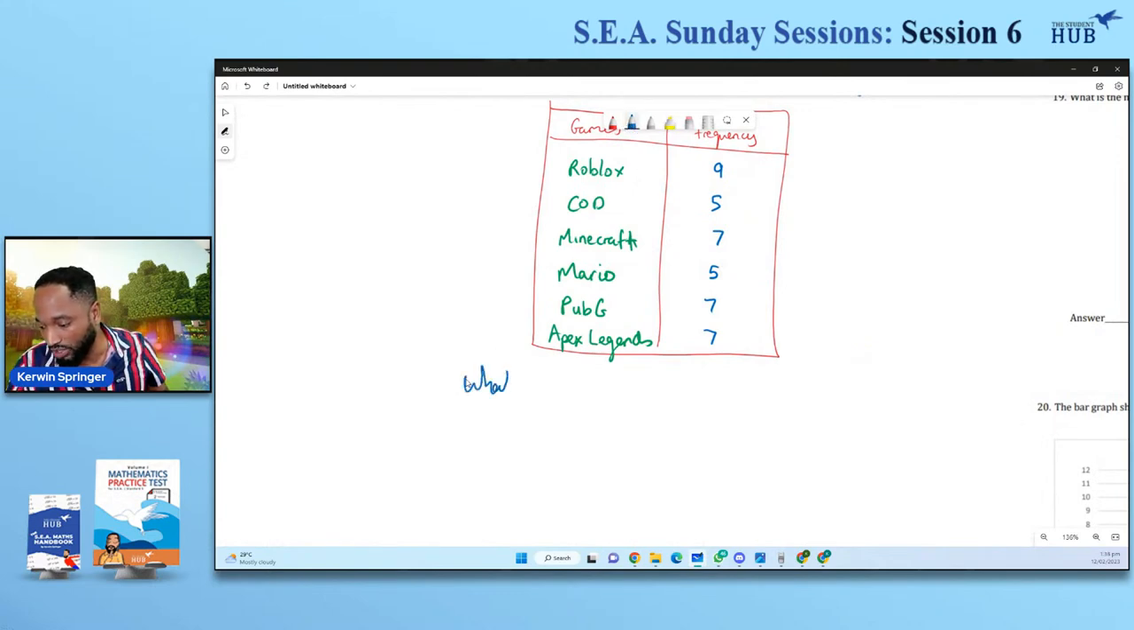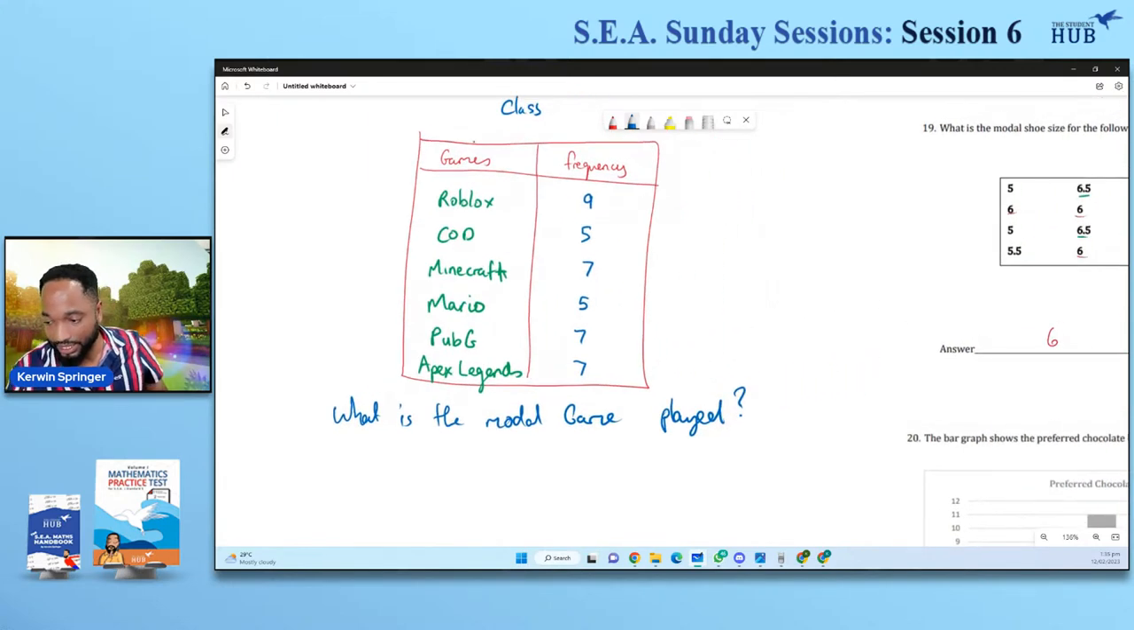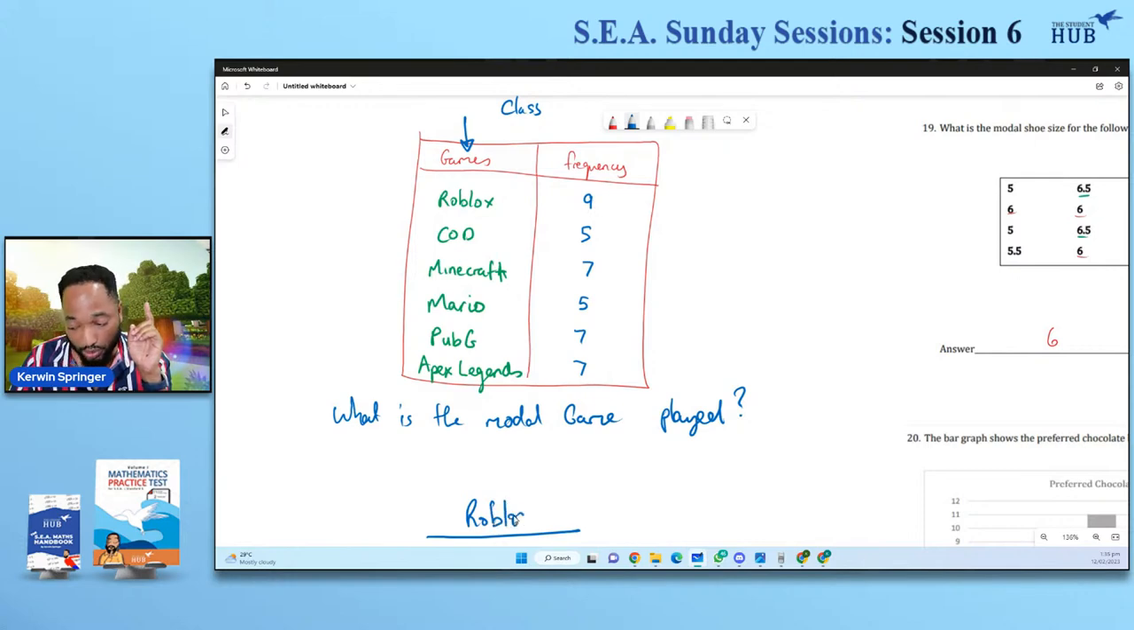If they ask, what is the modal game played? If the question is speaking to the modal game played, then you need to watch this column and see which one has the highest frequency. And the answer for that wouldn't be nine. What do you think the answer will be for that? The answer in this case will be Roblox. Roblox is the modal game played here because it has the highest frequency.